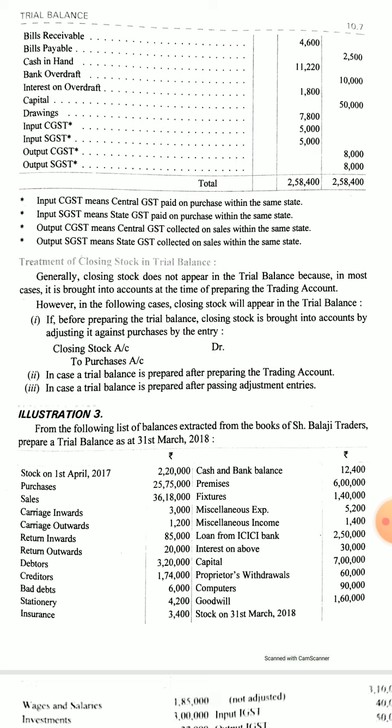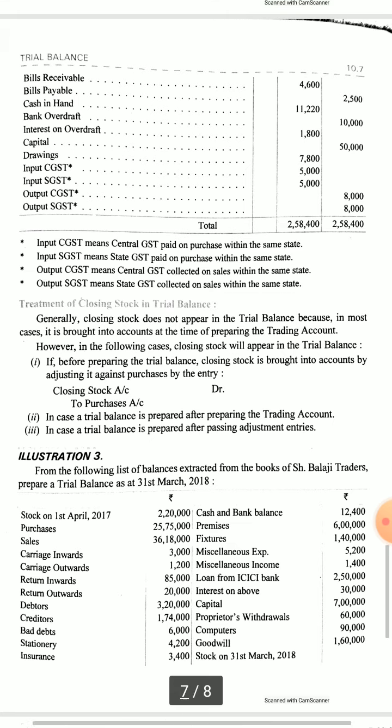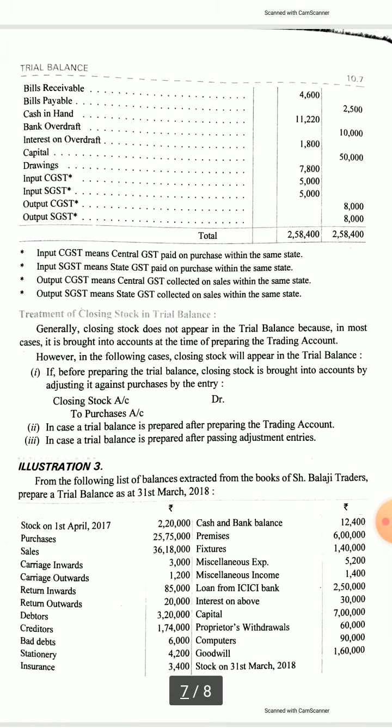So it is written as adjusted purchases. When it is written like adjusted purchases or purchases in bracket adjusted, that means that closing stock has been adjusted with the purchase. So it will also be used while making final account. In case a trial balance is prepared after preparing the trading account, then we can enter the closing stock in the trial balance. And again, in case a trial balance is prepared after passing adjustment entry.